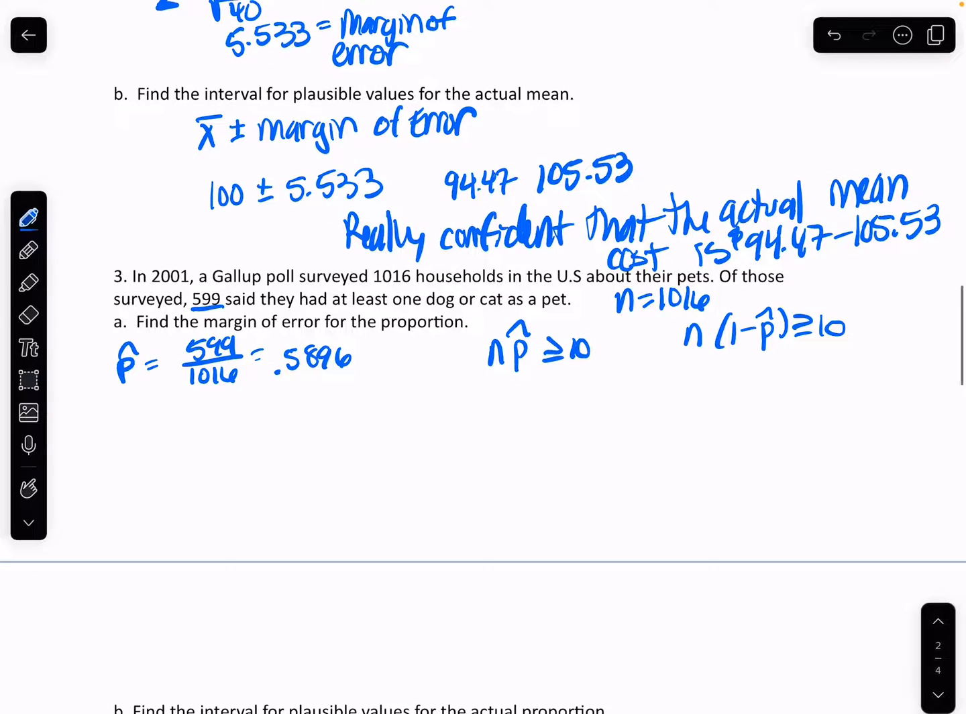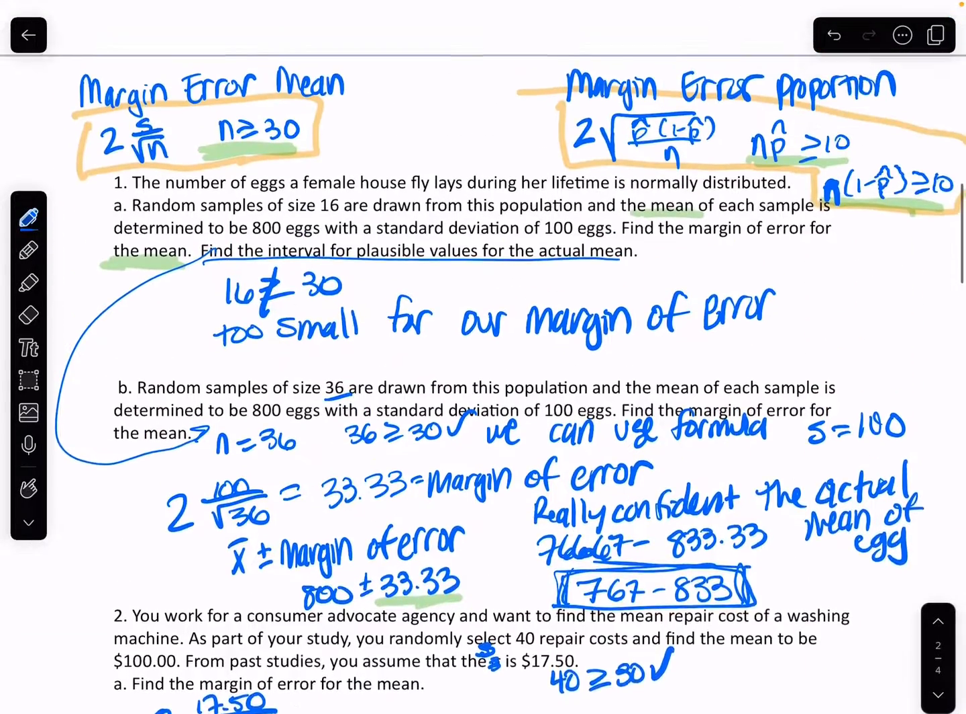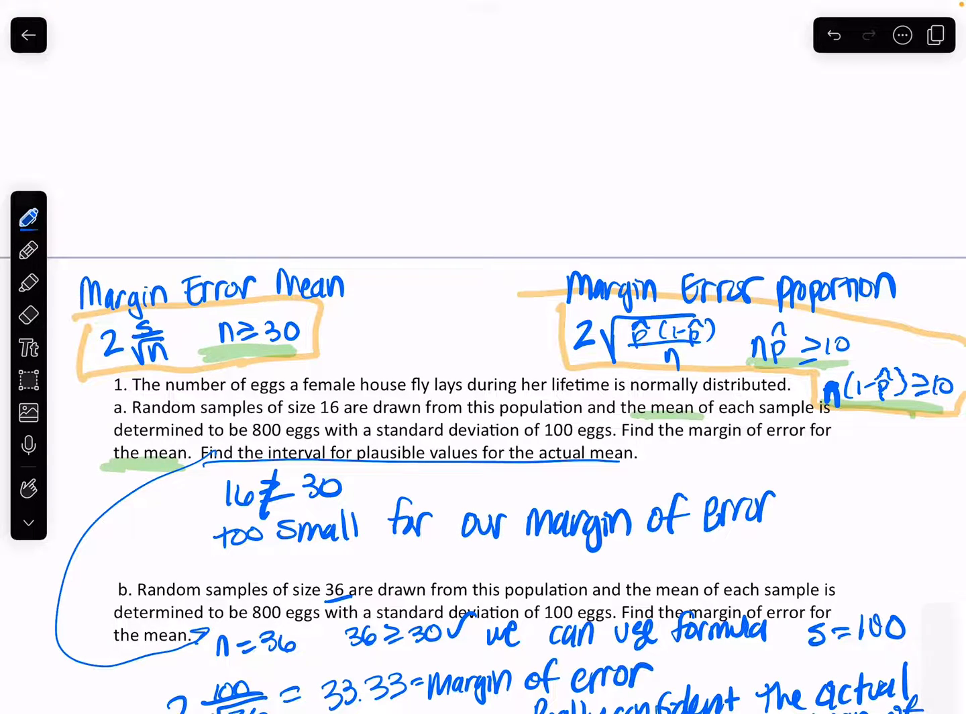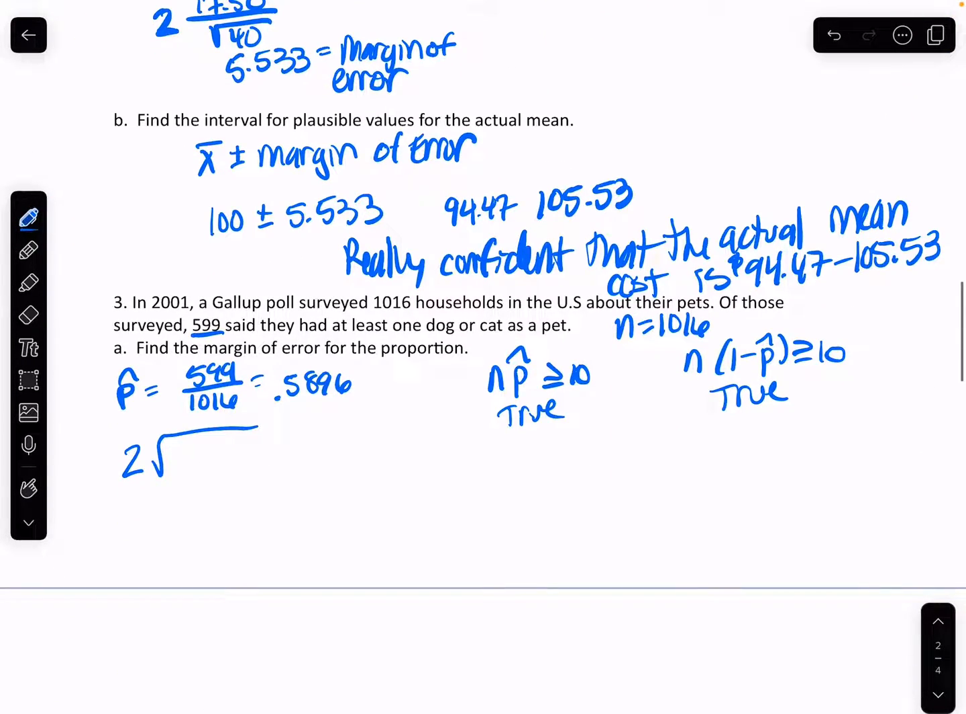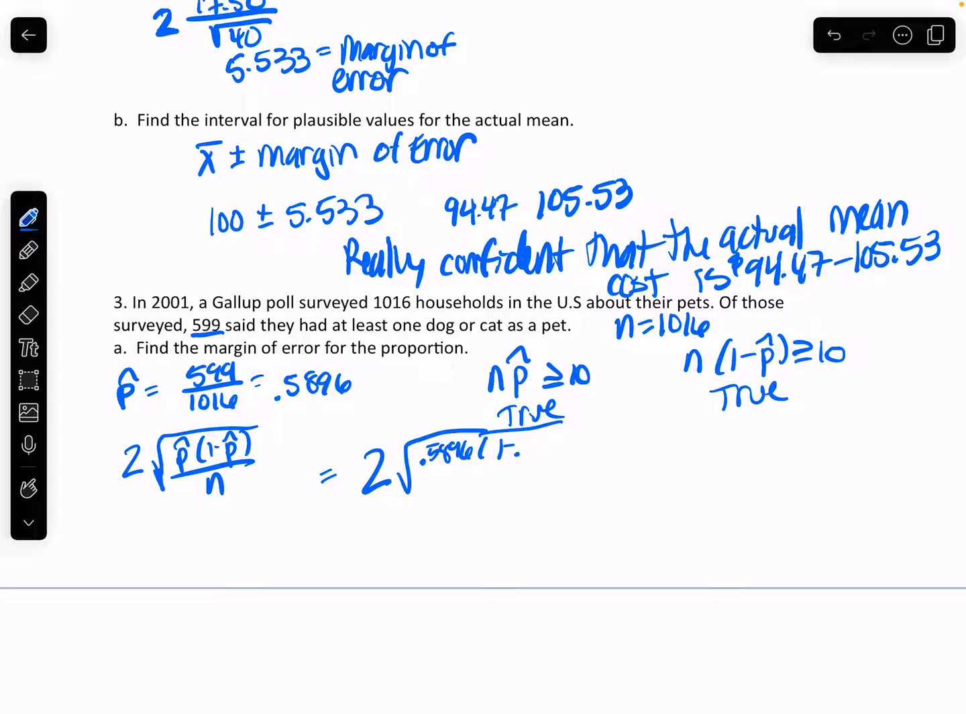So because both of these are true, that means that we can then use our equation that is 2 times, and if you remember from up here, it's the square root of p hat times 1 minus p hat all over n. Okay. So now I'm going to check this. When we go to put this in, we're plugging in our p hat. So I'm going to do the square root of 0.5896 times 1 minus 0.5896 divided by n, which is the 1,016.